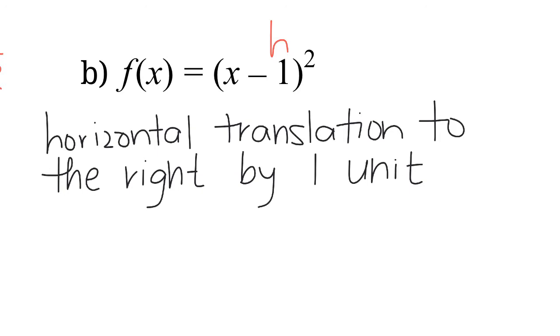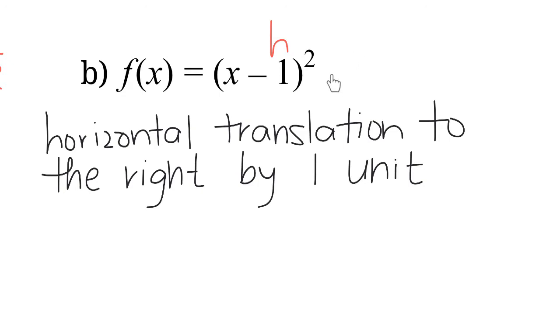Now, the next thing I'm going to do is scan and see what my k value is. It doesn't actually seem like there is a k value. But if you don't see one, the k value is actually 0. The reason they leave it out is because there really is no point to saying (x - 1) squared plus 0. That's like saying plus nothing.